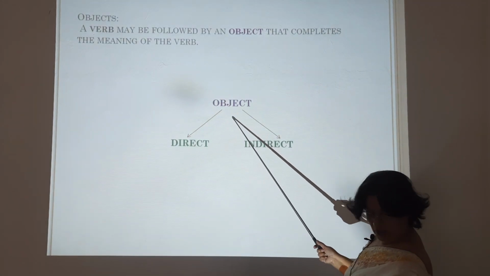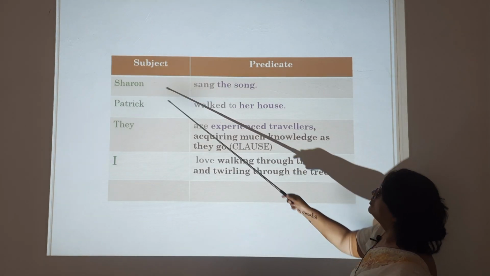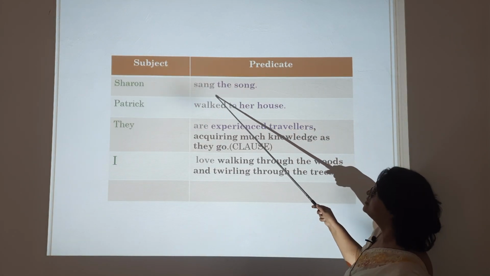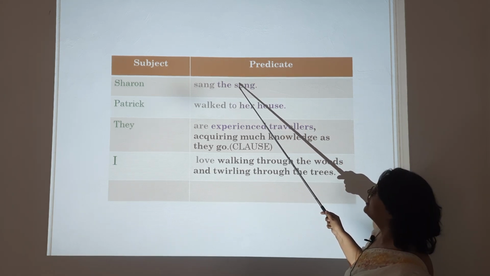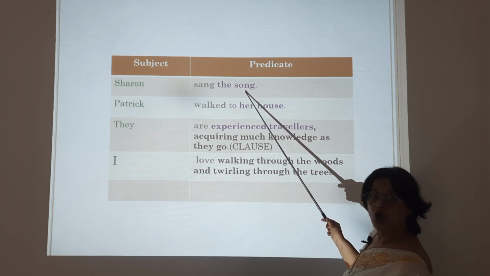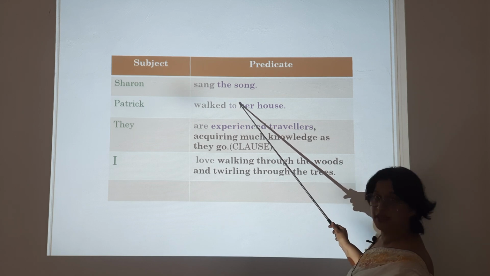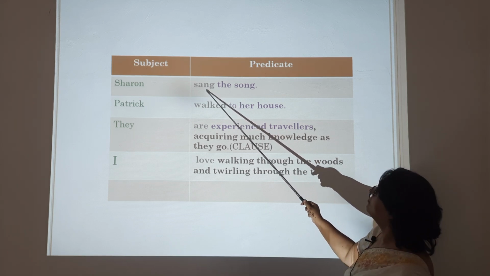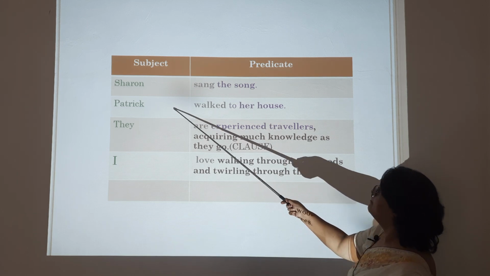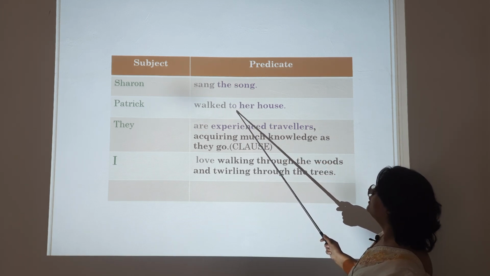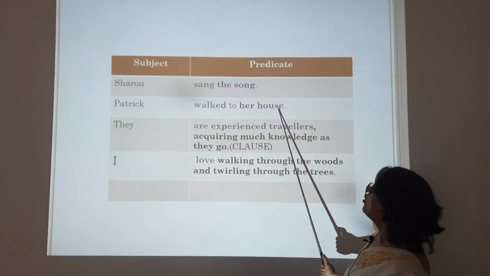Let's know more about the object. Okay, now Sharon sang. This is the verb in the predicate. Sang is the verb. What did Sharon sing? It is the song. So here this becomes the object. A verb is followed by the object. Patrick walked. Where did Patrick walk? To her house. So house becomes the object.